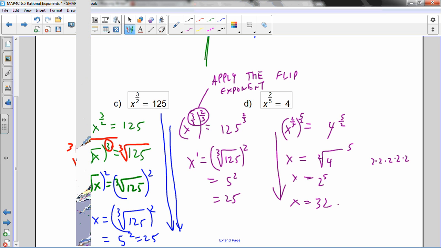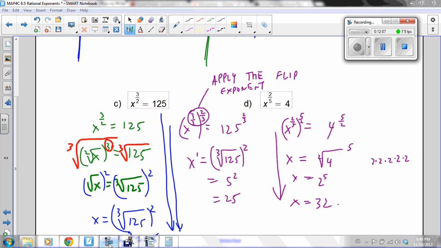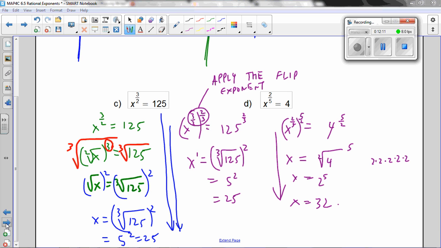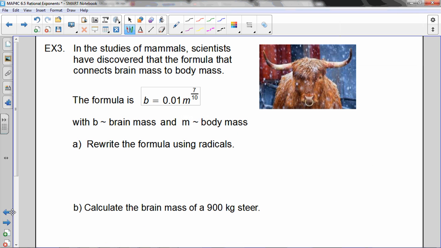How are we doing for time? I think we only have one little tiny example left. You know what? I'm going to do it. I'll be able to do this in less than a couple of minutes. So that's a great looking cow right there.